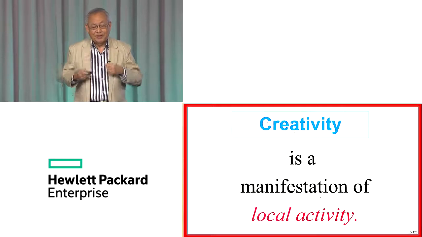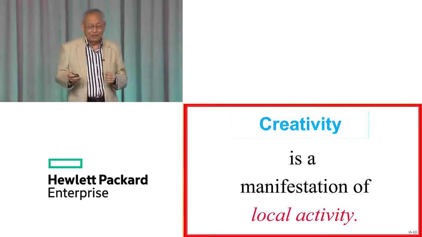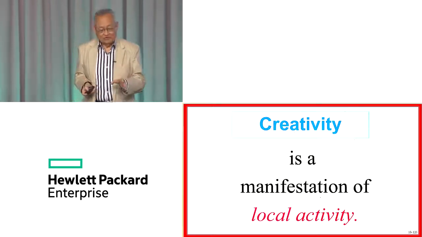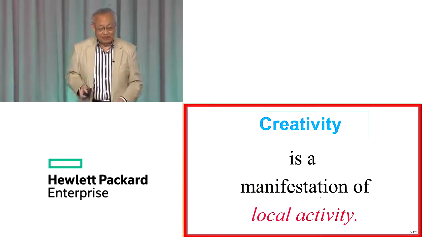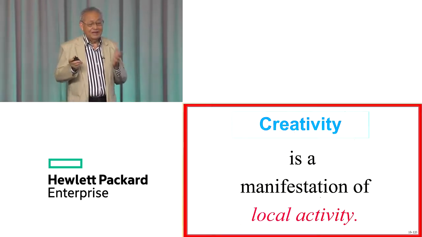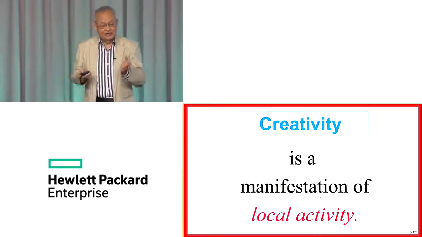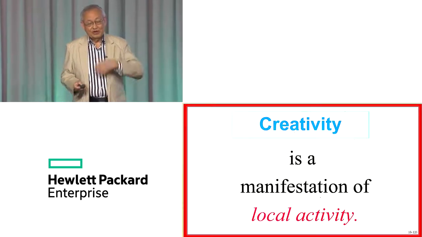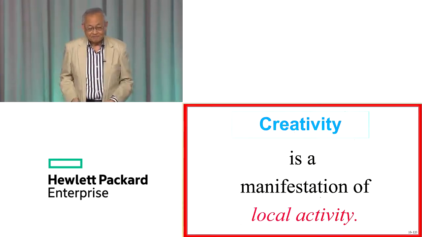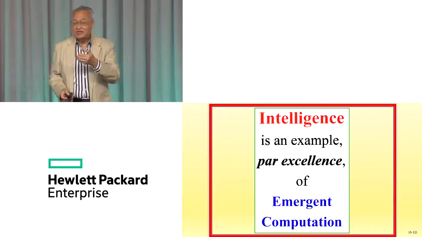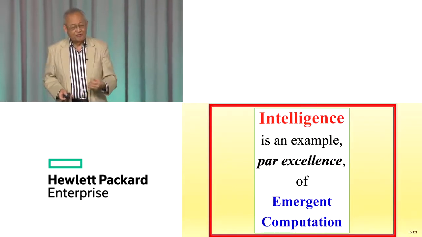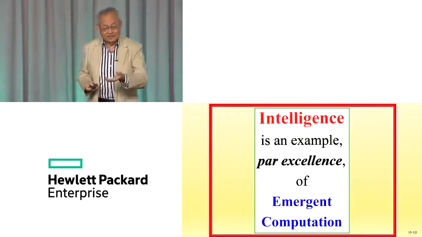And then we can be a bit more creative now. I mean, we can be more ambitious or more greedy. We can ask for more. Well, creativity, in fact, is a manifestation of local activity. Think about it. And with creativity, we talk about intelligence, because intelligence is an example par excellence of emergent computation, of complexity.